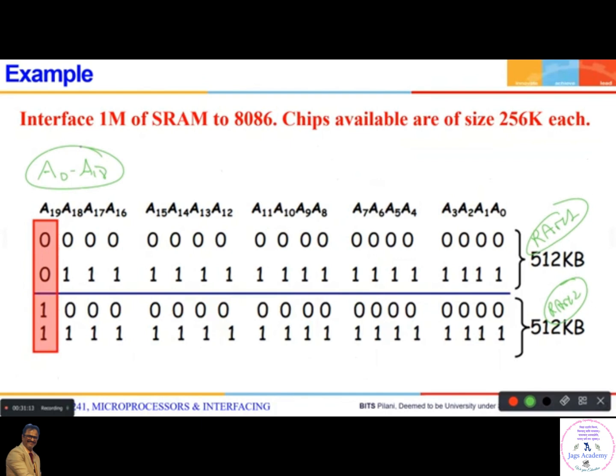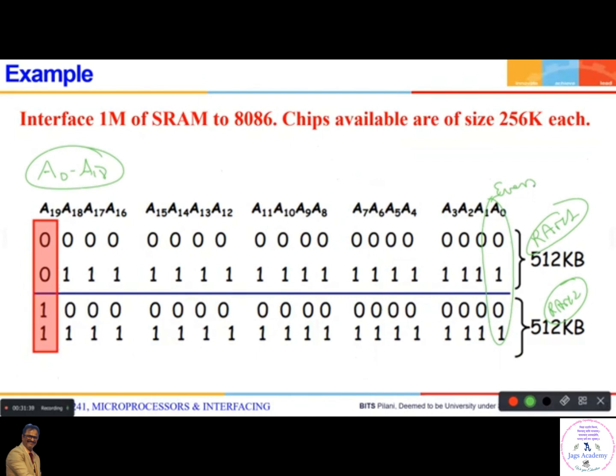Exactly. See, you may have multiple options for that. Suppose you take A0 for even and odd, right? A0 will separate this 512K into an even bank and odd bank. Similarly, you can see A0 here will separate another RAM into even and odd.